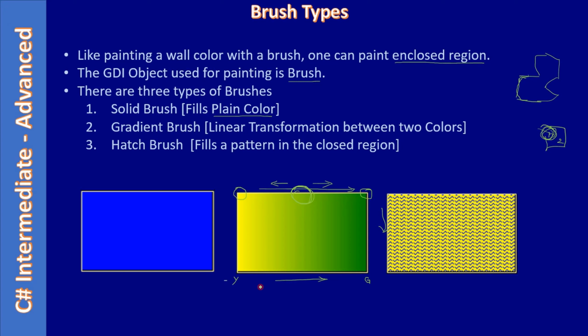Here the gradient brush is applied between two colors. In this example, you are seeing yellow and green, and how the color is linearly interpolated in between to form a mixture. And here, once again, you are seeing two colors. One is the background color, which we can call the back color. The back color is yellow, the fore color is blue, and the pattern is wave. There are many patterns available. In our example, we picked just 4 patterns to understand how the pattern brush works.